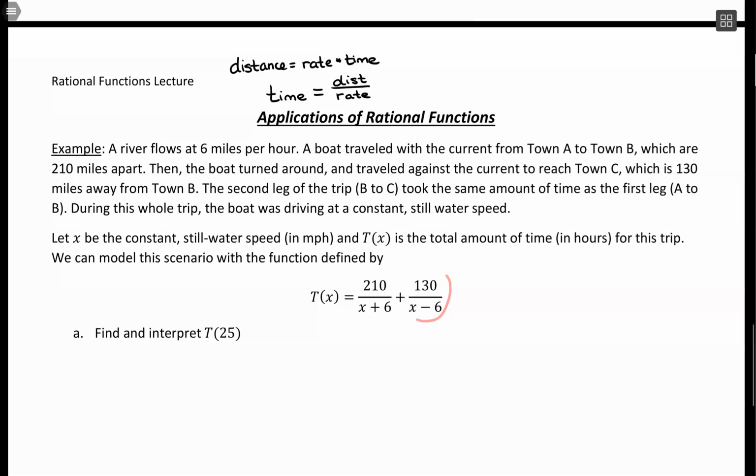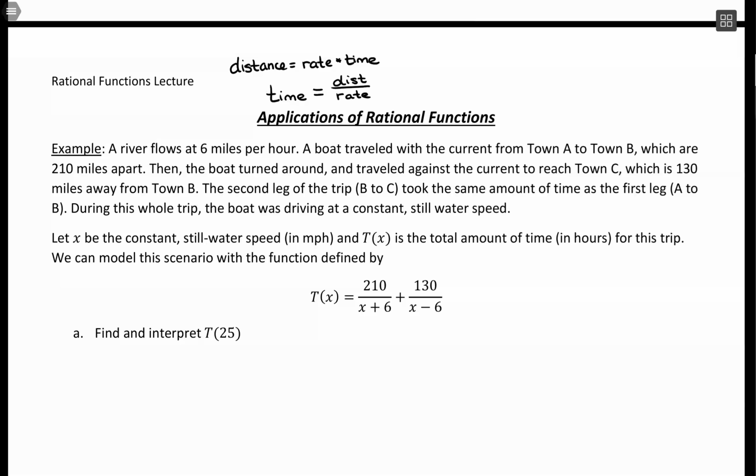This relationship here is town B to town C, where we have the distance of 130 miles. And then since we're going against the current, it's kind of dragging our rate down. It's making us go slower. So if we were going 30 miles per hour, this would force us to go 24 miles per hour. So I just wanted to show you that so you can understand where these formulas are coming from, but it's all given to you so you don't need to form it yourself.